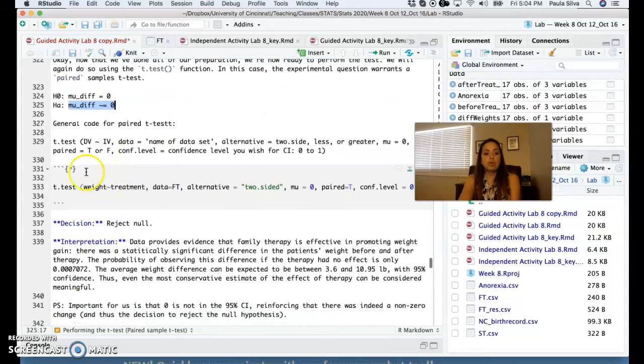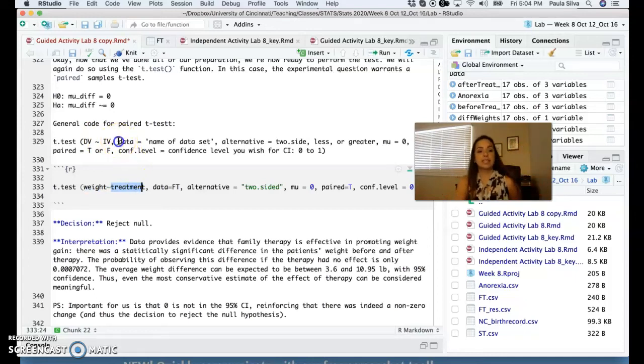So what's the general code this time? This time we have a response variable and an explanatory variable, so we need to set this up. The DV comes first, and then we have this squiggle, and the IV goes after. The DV in this case is weight, and the IV is treatment, with 2 levels, before and after.